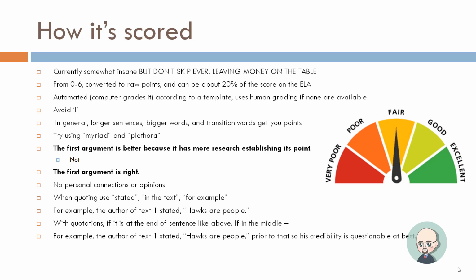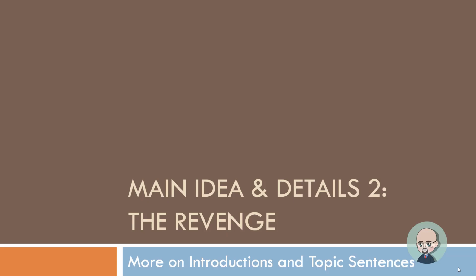If it's the end of the sentence. If the quotation's in the middle of the sentence, you write it like this. For example, the author of text 1 stated, comma, quotation mark, "Hawks are people," comma, where you'd have the period, quotation mark prior to that, so his credibility is questionable at best. It's important you know how to put the quotations in there right, okay? All right, and that's it for the introduction to writing the essay. I'll see you next time.